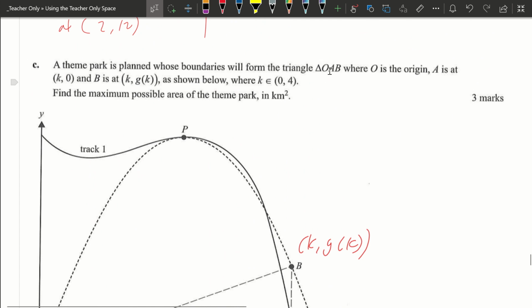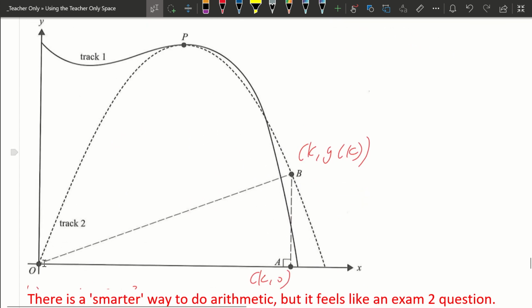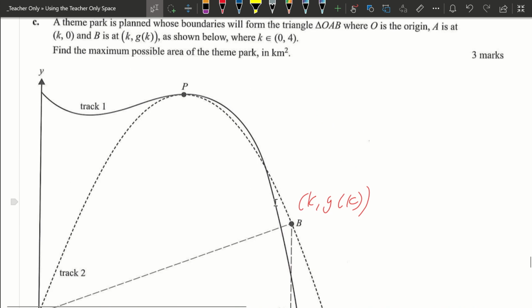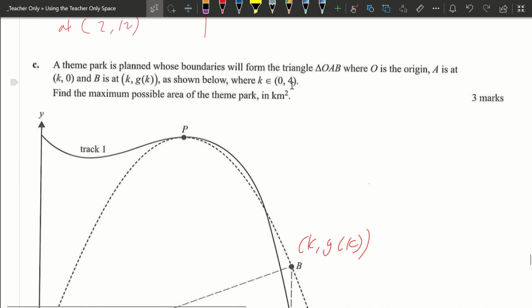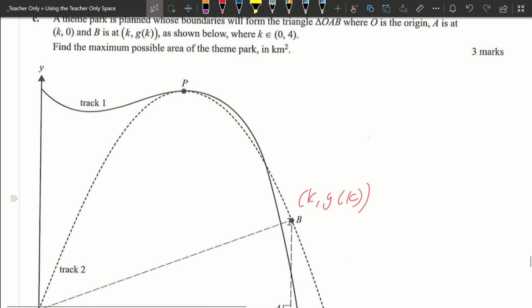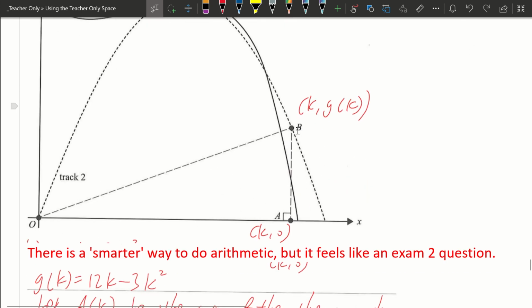And then you have the theme park. It will be a triangle, OAB. O is the origin, A is some point on the x-axis, and it tells you the coordinate. It's k, 0, and then we don't know what k is, but there's a restriction on k between 0 and 4, exclusive. And then point B is on the dotted curve, curve g. So k is the x value, and then the y value is g(k).